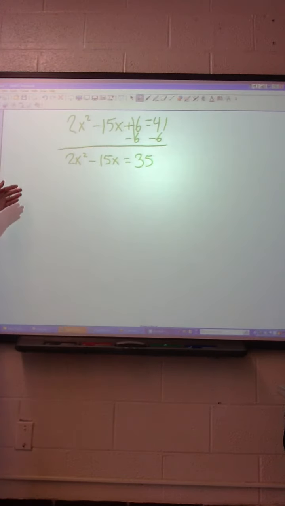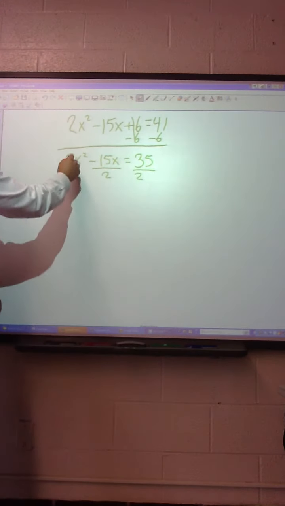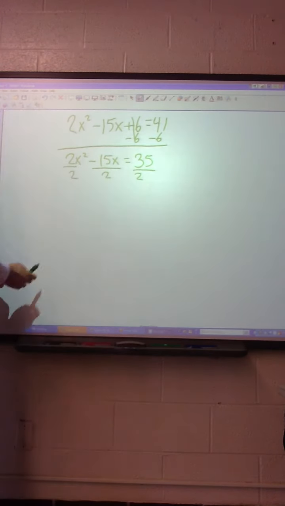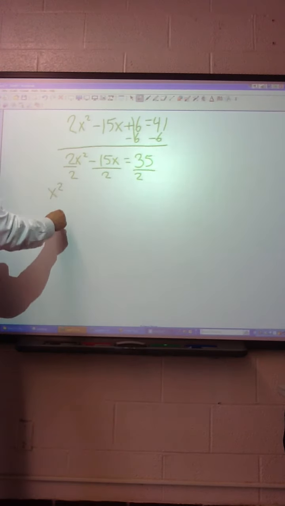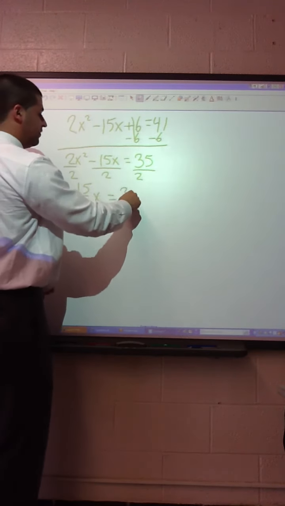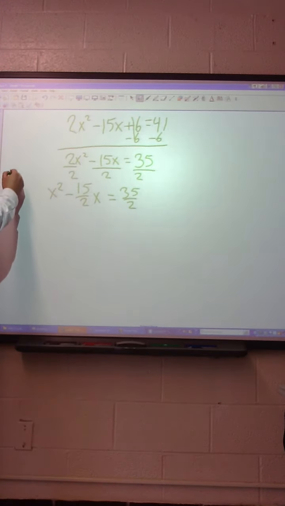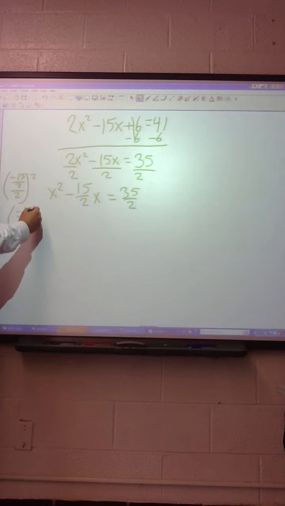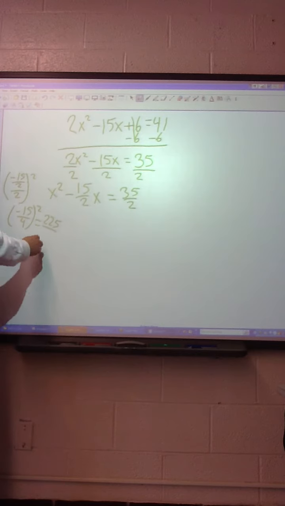Now a does not equal 1, so we divide everything by 2. As you can all see, this is going to create some issues for us because these do not go in evenly. So we're going to be working with some fractions. X squared minus 15 over 2x equals 35 over 2. So in this case, our b over 2 is negative 15 over 2 divided by 2, squared, which is negative 15 over 4 squared, and that's just 225 over 16.